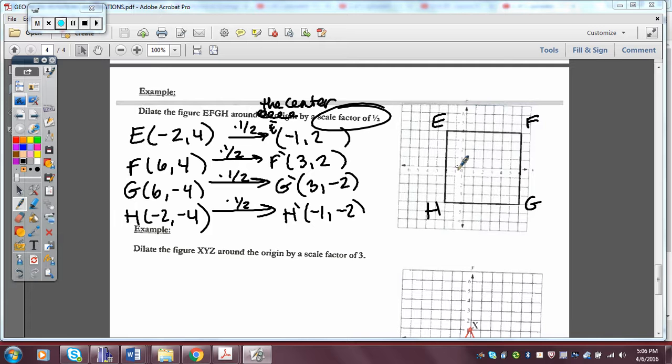So, go ahead. Negative 1, 2 is E prime. 3, 2 is F prime. 3, negative 2 is G prime. And negative 1, negative 2 is H prime. And notice I'm shrinking my image. Okay? So go ahead, pause this video, and try that next example on your own.